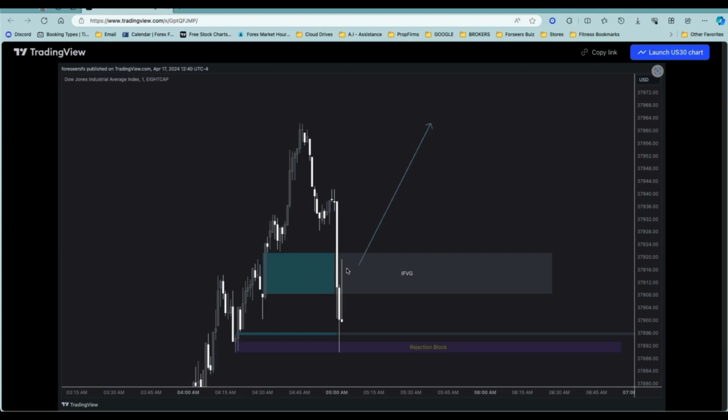This is how most supply and demand traders trade anyway. There's some gaps over here. There's an order block down here, right? Price taps into the fair value gap and then into the order block and then goes back up. You've seen this plenty of times, even in my own videos.